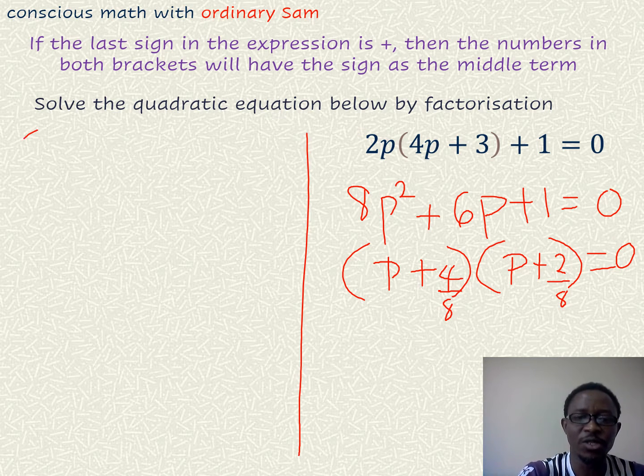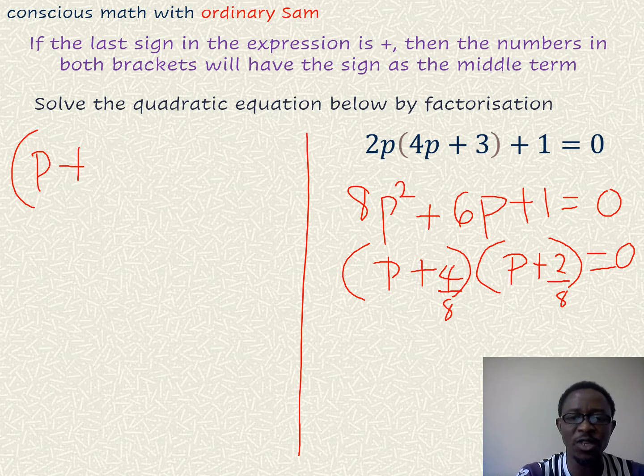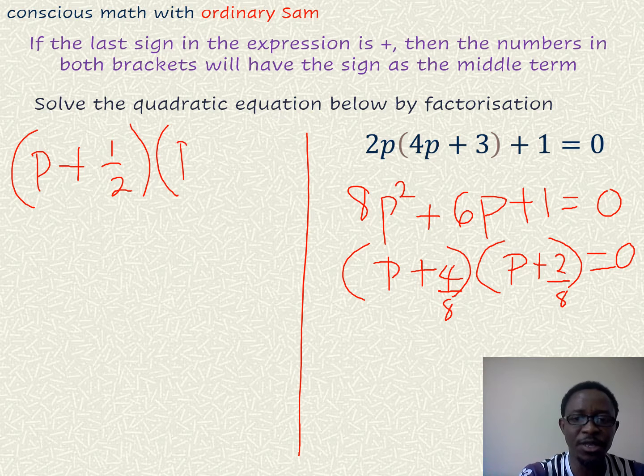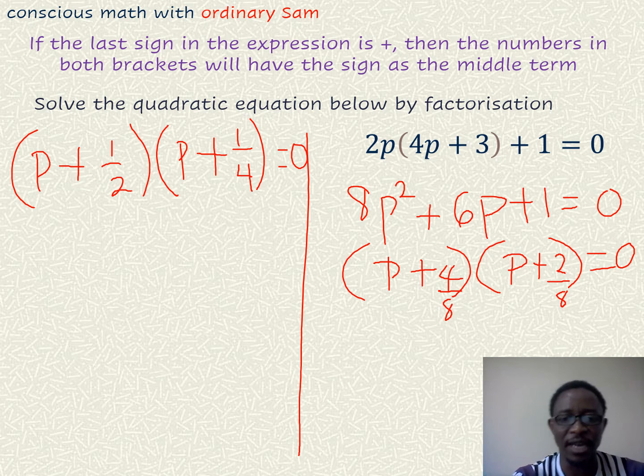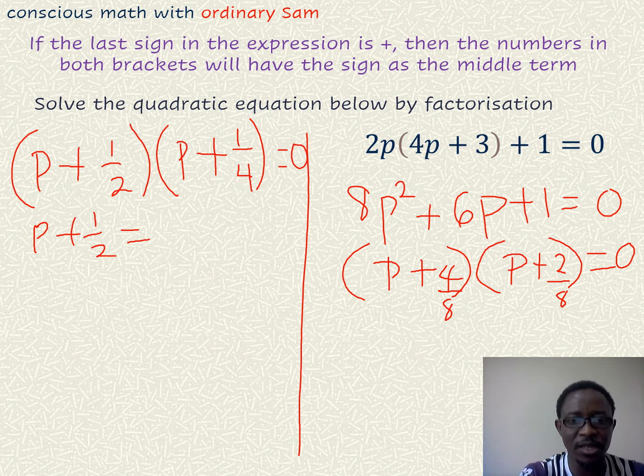So this becomes p plus 4 divided by 8 is a half, and p plus 2 divided by 8 is a quarter, equal to 0. Again, like we said the other time, when two numbers multiply and is equal to 0, at least one of them is 0. So we don't know which. So it's either p plus half is actually 0, or p plus a quarter is the one that is 0.